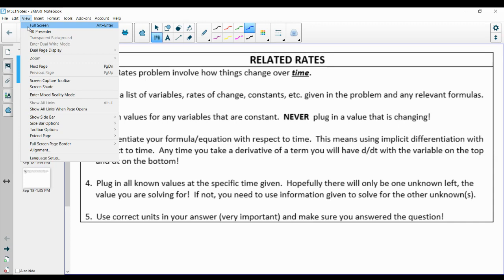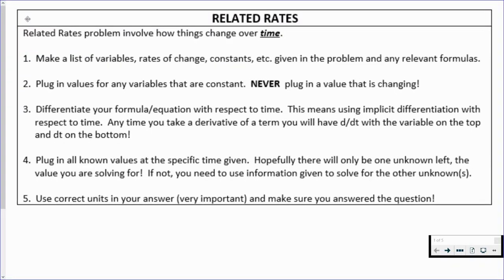Today we're going to take a look at something called related rates. We are going to use implicit differentiation that we've already learned, but we're going to be doing it in a different way. From now on, for these related rates problems, we are going to be taking derivatives with respect to time. Related rates problems allow us to look at how different things change over time. That's why we take the derivative with respect to time, t.